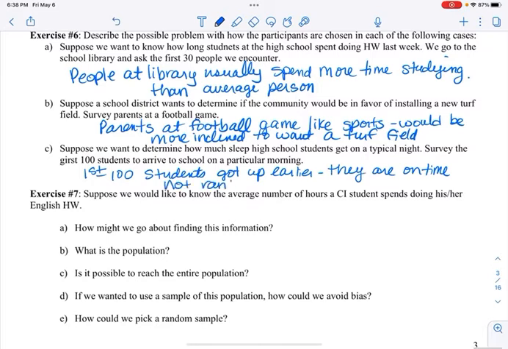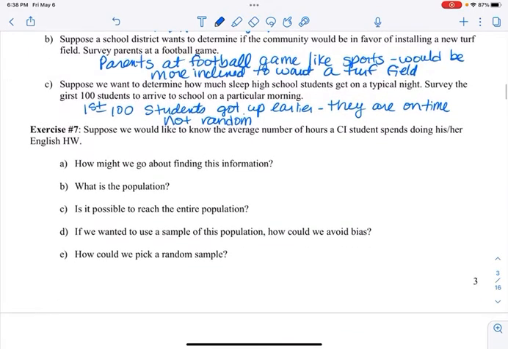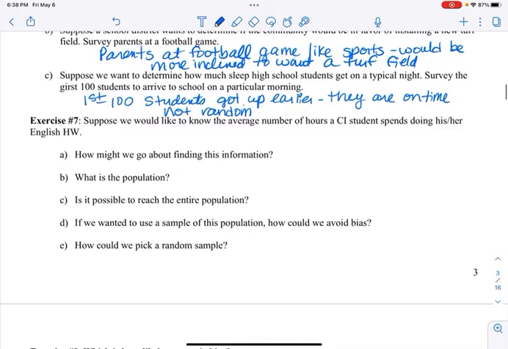They might have been on time because they went to bed earlier and they got more sleep. And the people who did not get as much sleep are more tired and they have trouble getting up and they're not there on time. All right, so there's just a potential for bias. It's not guaranteed, but there's a potential.